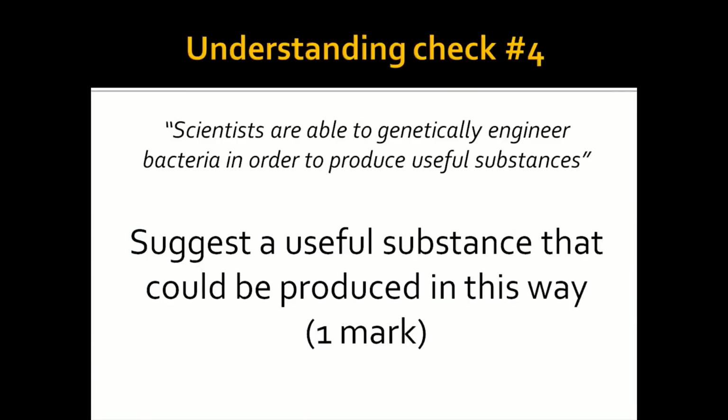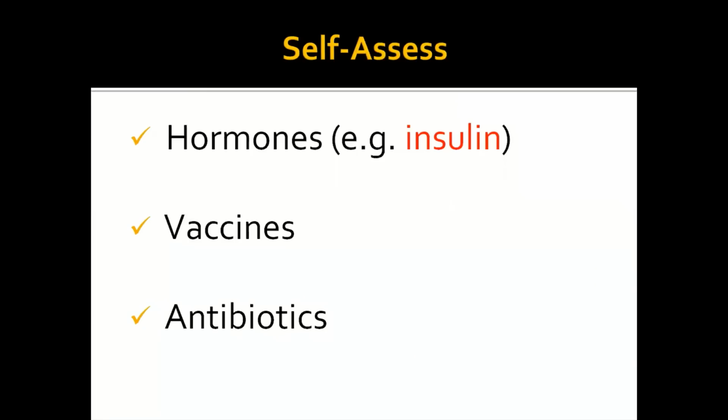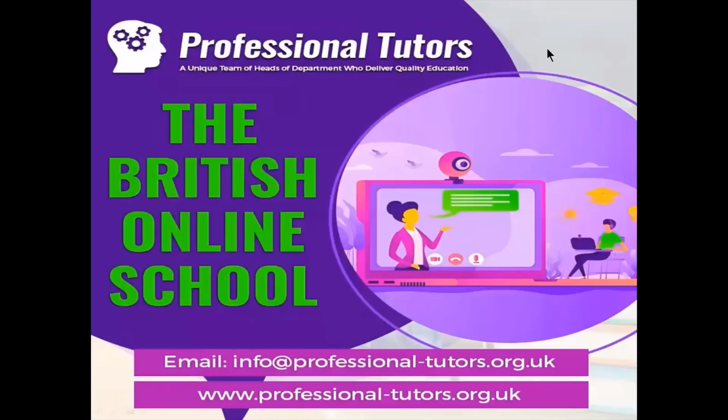Scientists are able to genetically engineer bacteria in order to produce useful substances. Suggest a useful substance that could be produced in this way. These are some of the options that you can use to answer this question: hormones such as insulin, vaccines, or antibiotics. Okay, so that was a big lesson, but equally important, and I hope you've understood the concept.